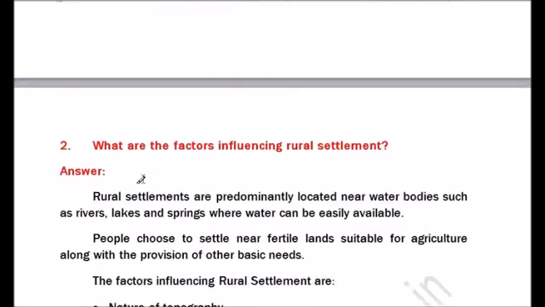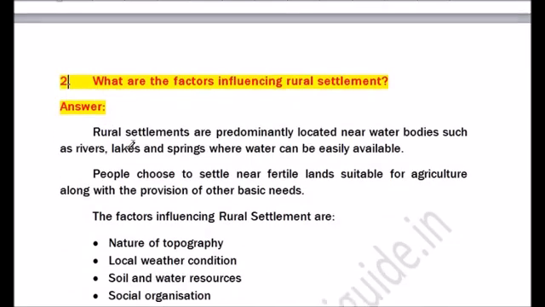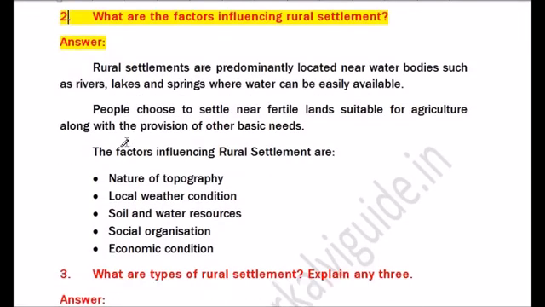Moving to question number 2. What are the factors influencing rural settlement? Rural settlements are predominantly located near water bodies such as rivers, lakes and springs where water can be easily available. People choose to settle near fertile lands suitable for agriculture along with the provisions for basic needs. The factors influencing rural settlements are nature of topography, local weather condition, soil and water resource, social organization, economic condition.